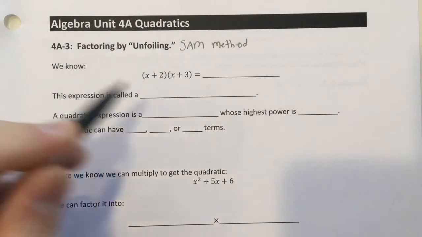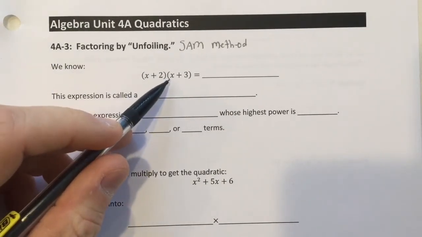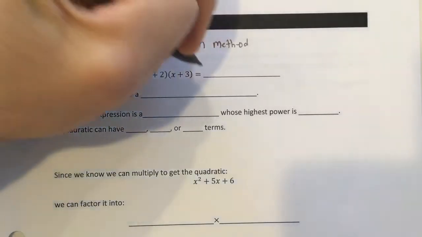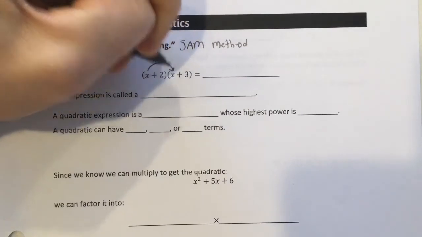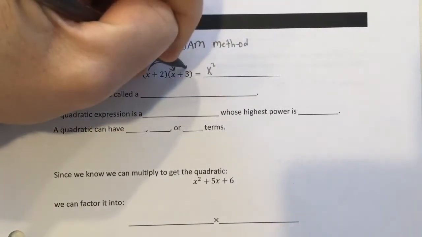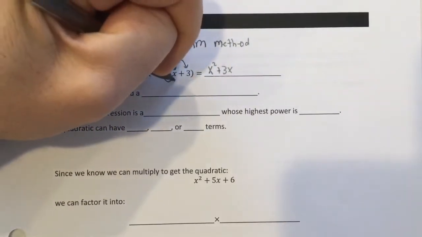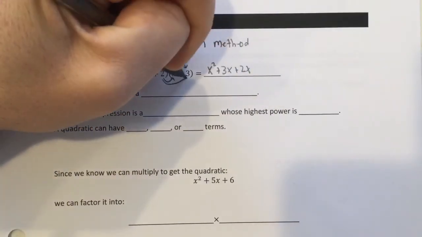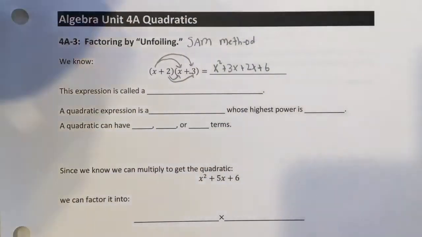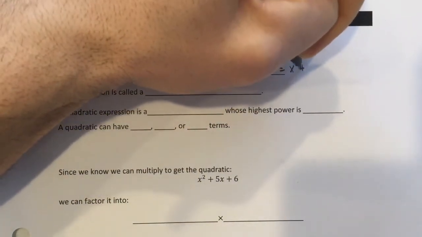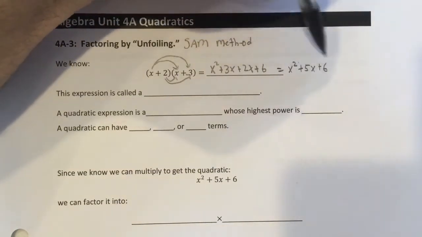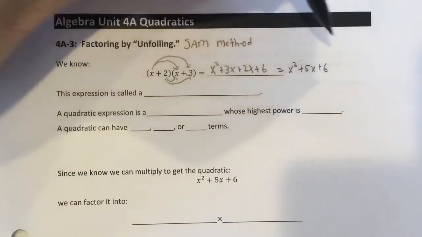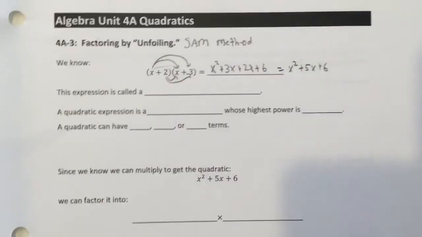All right, so what we know is that if we have x plus 2 times x plus 3, we could FOIL this and get x squared plus 3x plus 2x plus 6. And then when we add those like terms, we'd have x squared plus 5x plus 6. All right, so what we're going to be doing on this lesson is starting with these 3 terms and getting back to here. We're doing the reverse of FOIL.